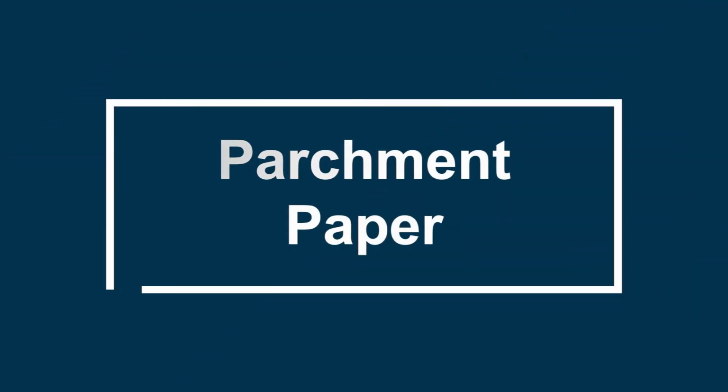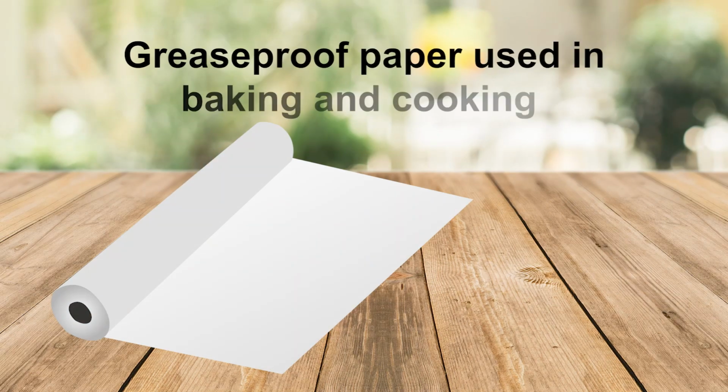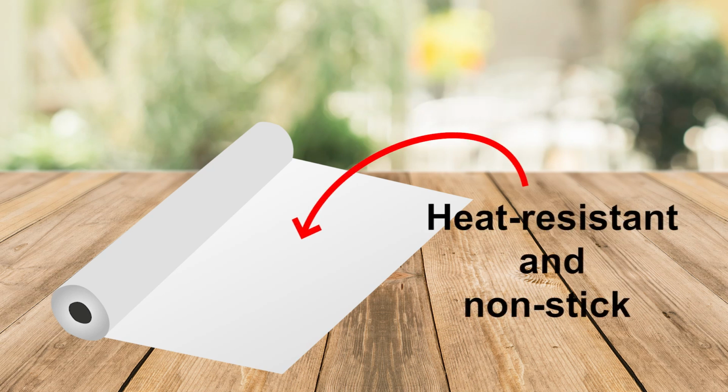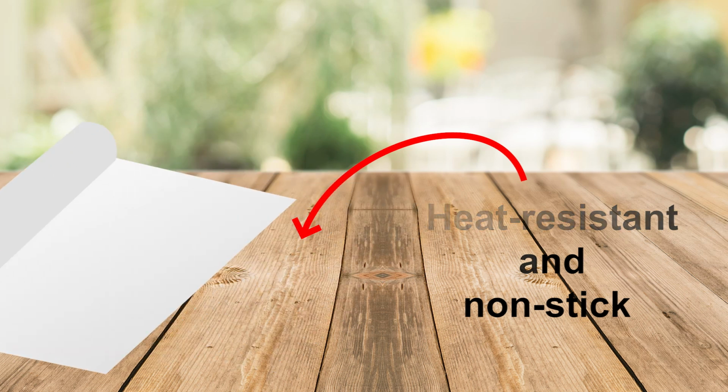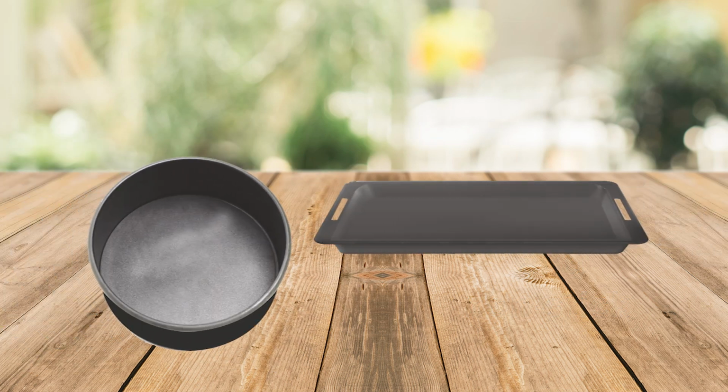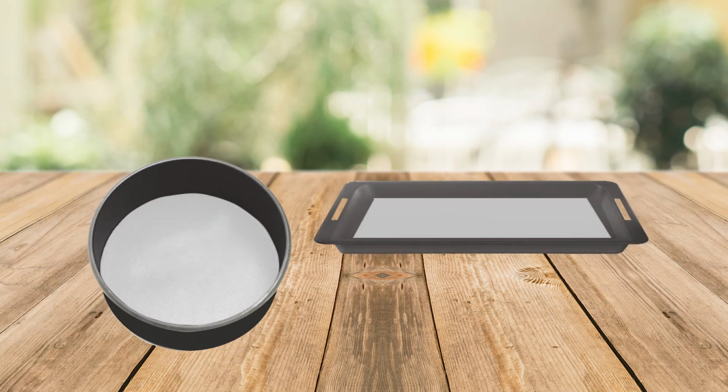Parchment paper. These are grease-proof paper that is used in baking and cooking as it provides a heat-resistant, non-stick surface to bake on. Parchment paper is used for lining cake pans and baking trays. It is also known as butter paper and can be folded into cones for piping icing or chocolate.